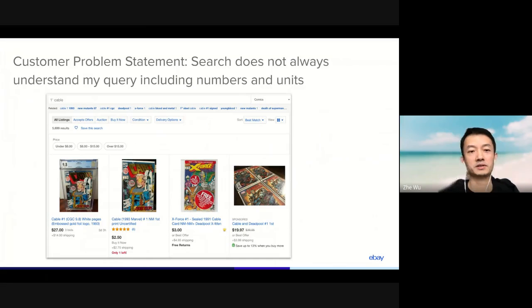This is one screenshot of the eBay search page. The query is a 1 foot cable. If you run this query on the eBay website, you will see quite reasonable results. However, if you switch your focus to a particular category, say comics, then you start to notice quite a few irrelevant items. So it's clear that search doesn't always understand a query, including numbers and units. This is the motivating customer problem.